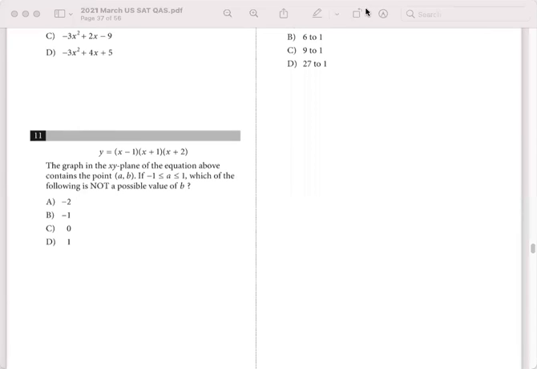Question 11. Y is equal to x minus 1, x plus 1, and x plus 2. The graph in the xy plane of the equation above contains the point A, comma B. If minus 1 is less than A is less than 1, which of the following is not a possible value of B? Okay, so the roots here would be 1, -1, and -2.